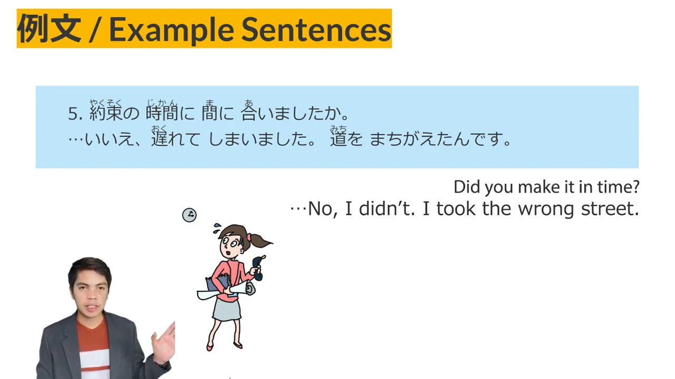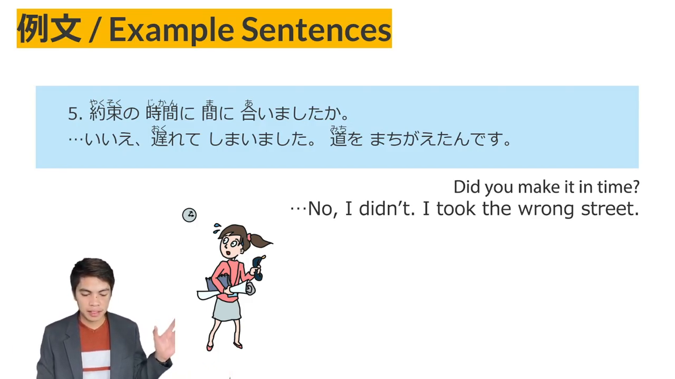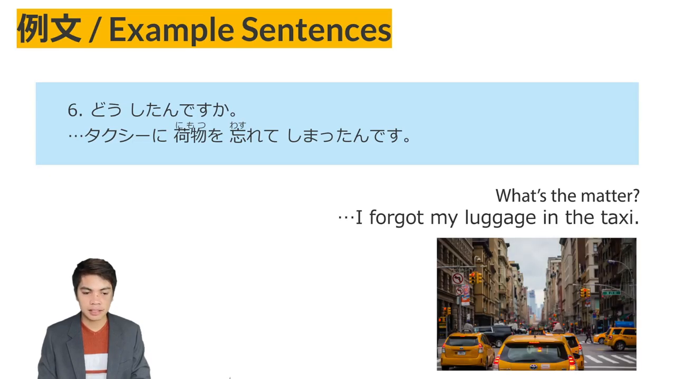So once again, you will use the te shimaimashita to show your feeling of regret or disappointment. So I was late. Then he followed it with a reason or more information. Michi wo machigaetan desu. So michi, road, machigaetan desu. Mistaken.